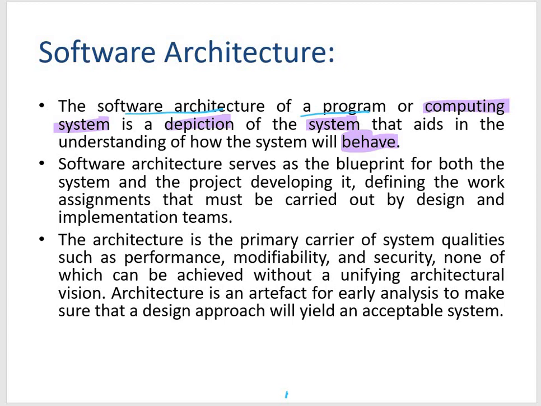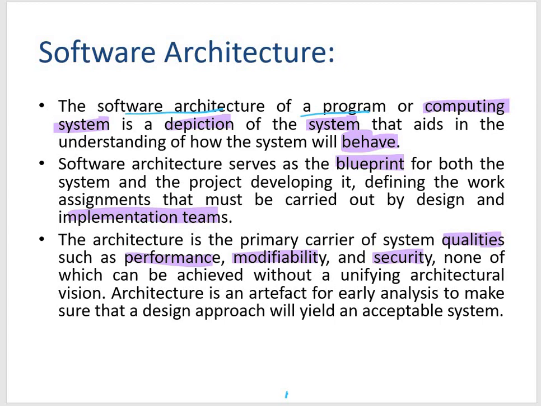And this particular software architecture serves as the blueprint for both the system and the project developing it, defining the work assignments that must be carried out by design and implementation teams as well. So, your architecture is the primary carrier of system qualities such as performance, modifiability, security, none of which can be achieved without a unifying architectural vision.